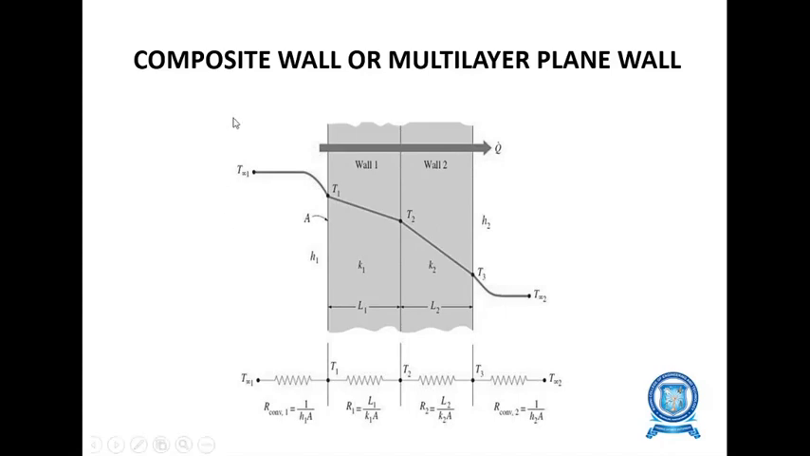Let us consider there are two walls, wall number 1 and wall number 2. The heat flow direction is shown as Q. Here the initial stage, T infinity 1, represents the heat source through a fluid medium which delivers the heat to the wall. So T infinity to T1 represents convective heat transfer, because the heat is transferred through a fluid medium.